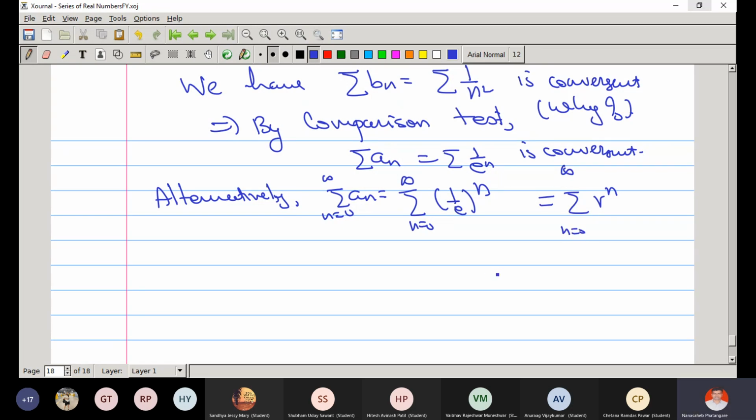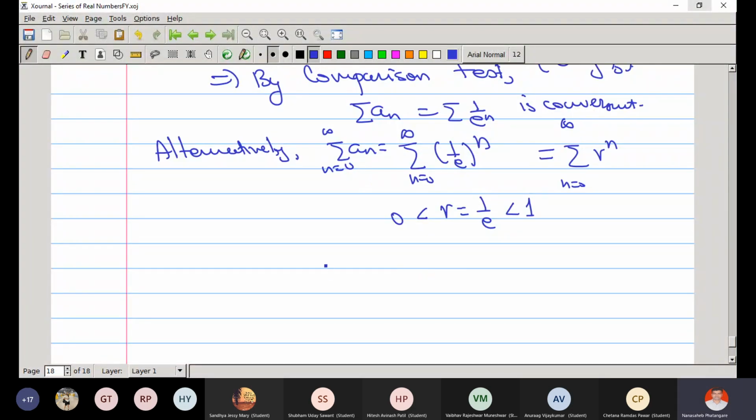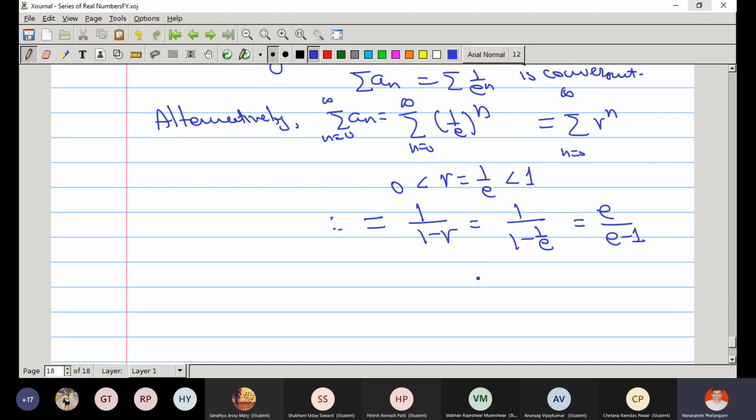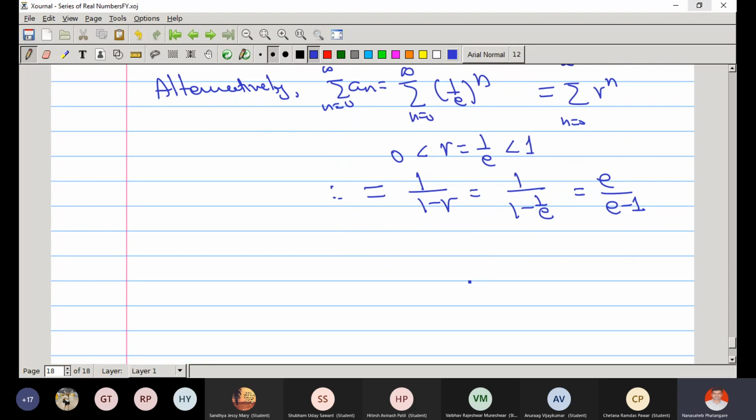Geometric series? Yes, sir. And what is r in this case? 1 by e, less than 1. Therefore, what is the sum? You can actually calculate the sum: 1 upon 1 minus r. What is it? Right? So e upon e minus 1. So actually the sum is this irrational number basically. Correct?